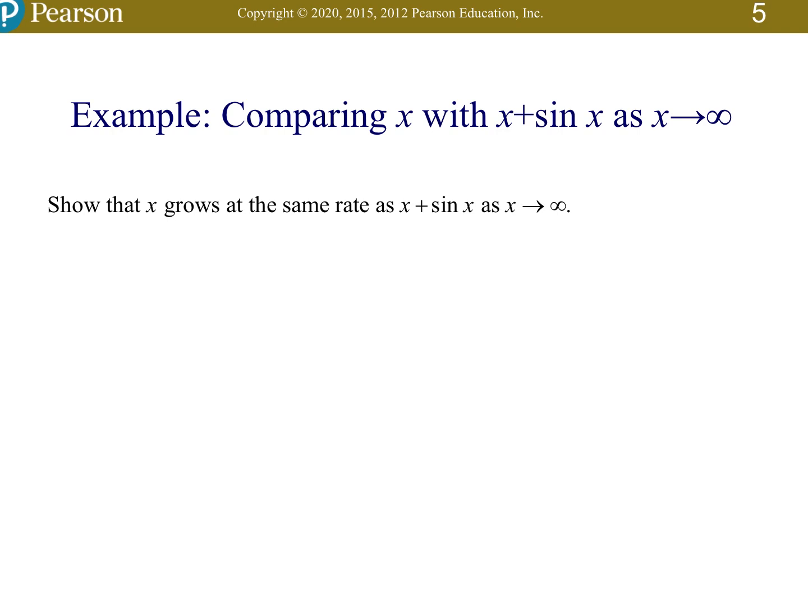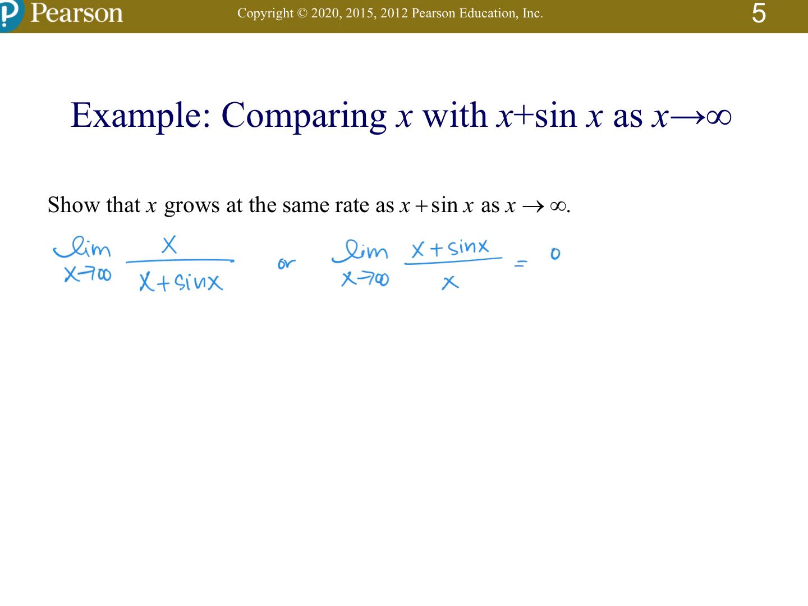Show that they grow at the same rate. So we're talking about the limit of x over x plus sine of x, or the limit of x plus sine of x over x. Now either will work, but one is going to be easier to do than the other, and it's actually the second one. So we're going to focus on that one instead.